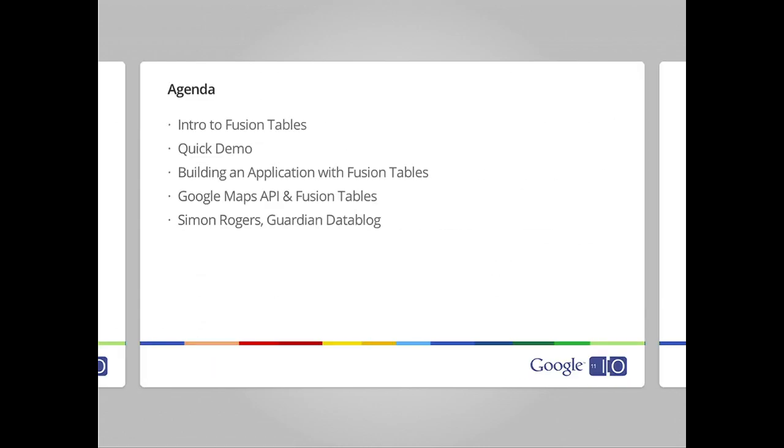So this is the agenda for the talk. I'm going to give you an introduction to Fusion Tables. Then I'll run through a quick demo of how to use Fusion Tables. Then I'll talk to you about how you can build an application using the Fusion Tables API. Then James is going to talk about Google Maps API and how you can use it to display your Fusion Table data on a Google Map. And finally, Simon Rogers is going to show you some real-world examples of how the Guardian is using Fusion Tables to display their data on Google Maps. And we're really excited to see how journalists are using Fusion Tables.